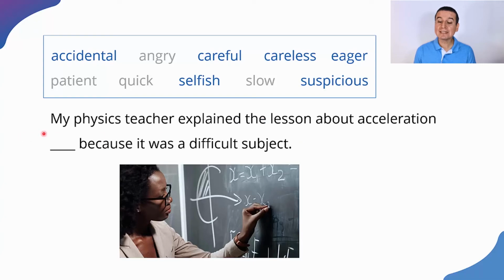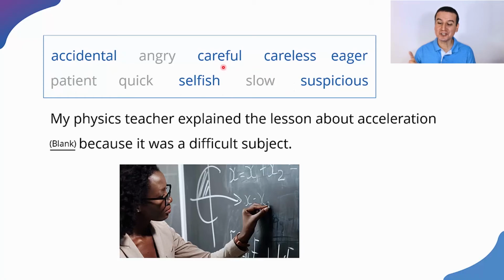Next, my physics teacher explained the lesson about acceleration blank because it was a difficult subject. I say blank all the time. Blank means an empty space there that you have to complete. B-L-A-N-K. Blank. So how does she explain the lesson about acceleration? Of the options we have there?